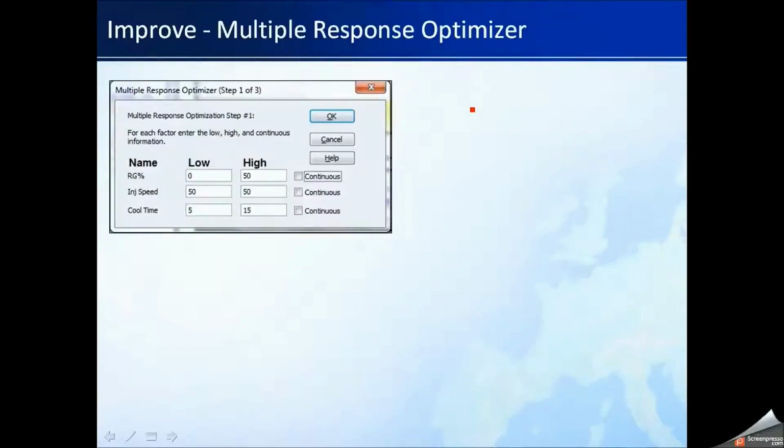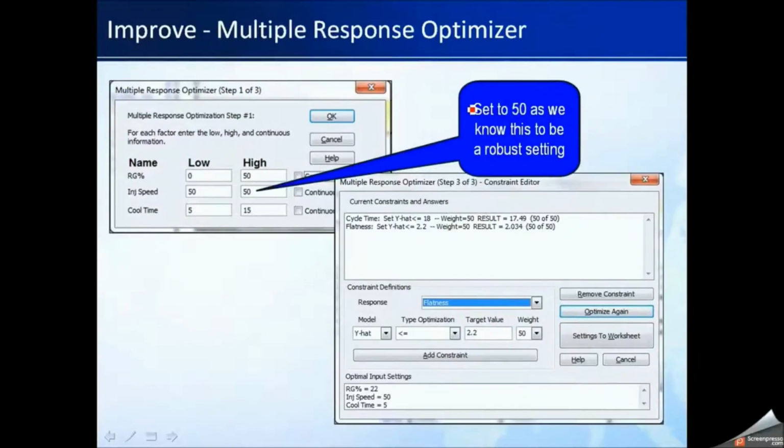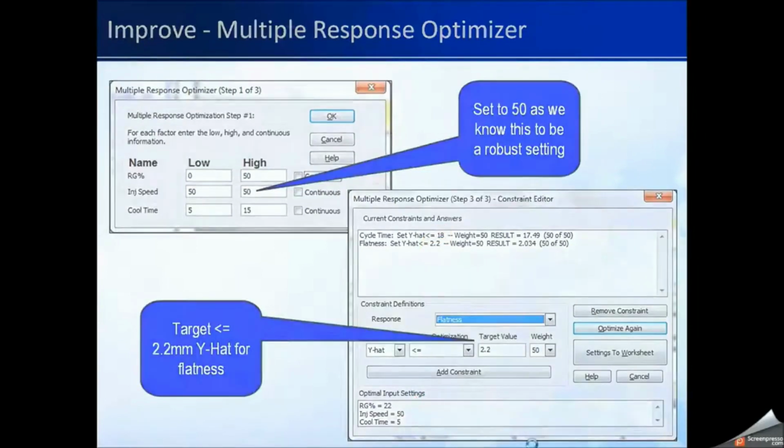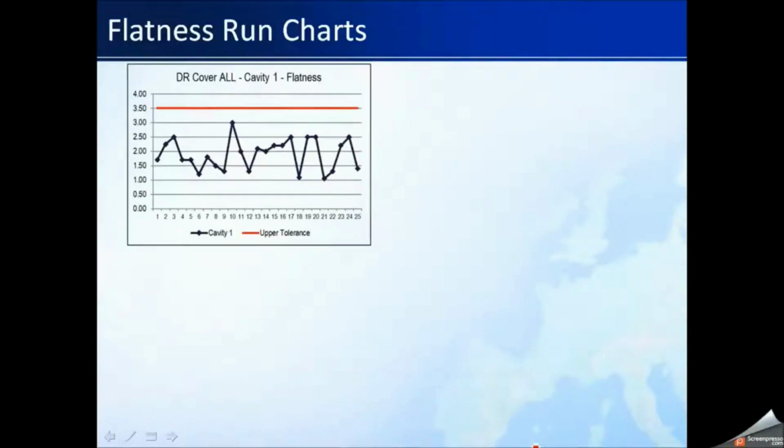So what we're now going to do is ask the computer, now it knows those two models, to try and hit the two targets. So here are the two targets. We've asked it to come up with a cycle time which is less than 18 seconds. At the same time, we've tried to get a flatness which is less than 2.2 millimeters. So we've asked for those two things, and it said, you know what? Here are your settings if you want to achieve those two things.